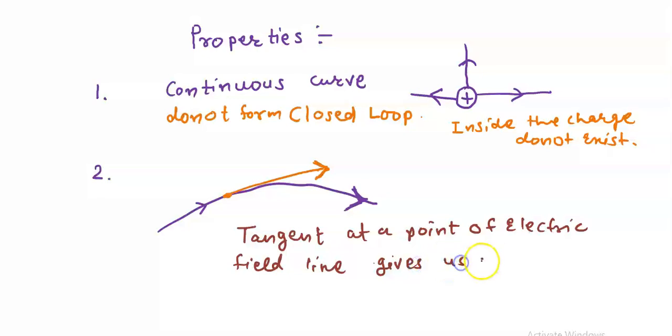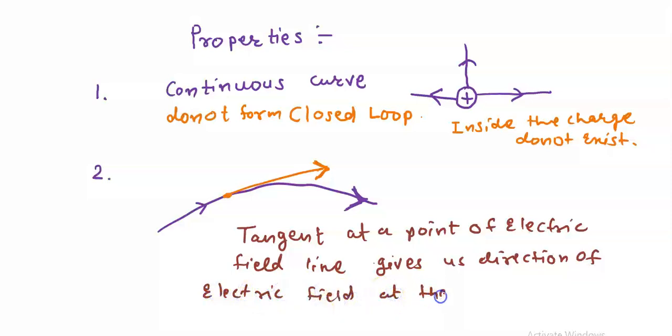gives us the direction of electric field at that point. Agreed? So at this particular point, say point number 1, the direction of electric field is this shown here. Suppose at this point we are finding the direction, what we'll do is draw a tangent, and this will be the direction of electric field at this point. So this is how you can find the directions of electric field.